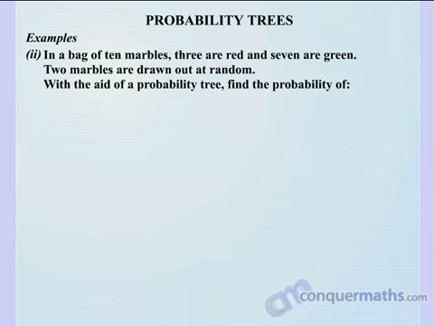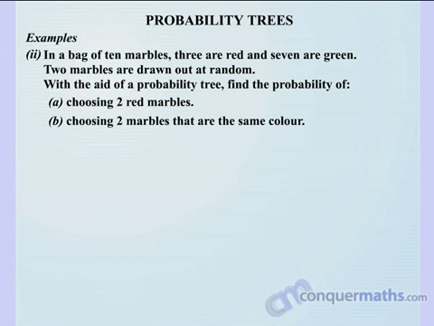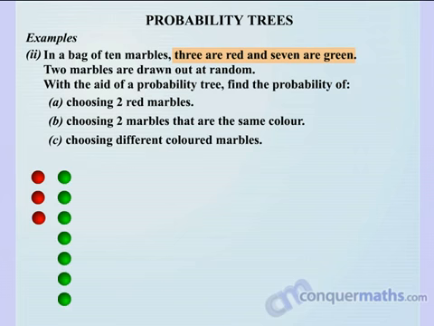Our second example now. In a bag of 10 marbles, 3 are red and 7 are green. 2 marbles are drawn out at random. Now with the aid of a probability tree, we find the probability of A, choosing 2 red marbles, B, choosing 2 marbles that are the same colour, and C, choosing different coloured marbles. So what have we got? We have 3 red and 7 green. Let's draw them in. So we're going to draw a probability tree.